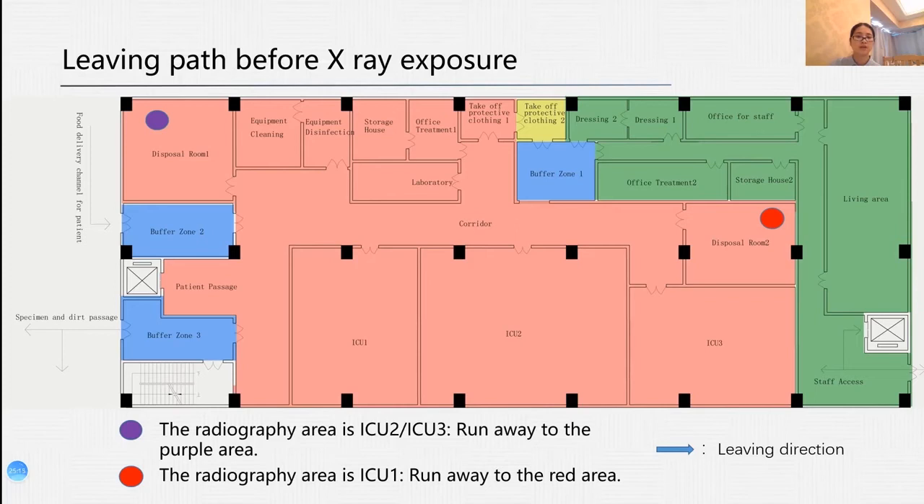And when the radiography area is in ICU 2 or ICU 3, the medical staff can move away to the purple area. And when the radiography area is in ICU 1, they can move away to the red area.